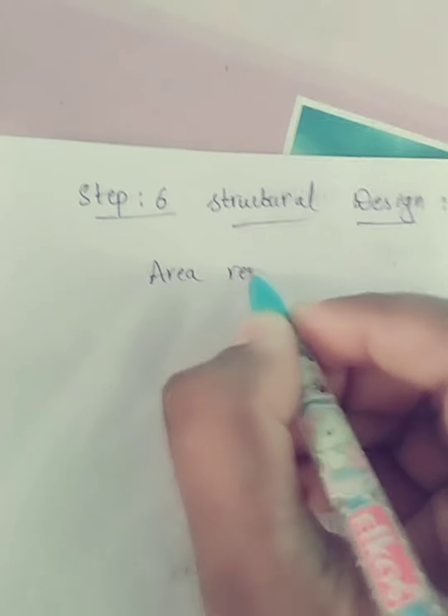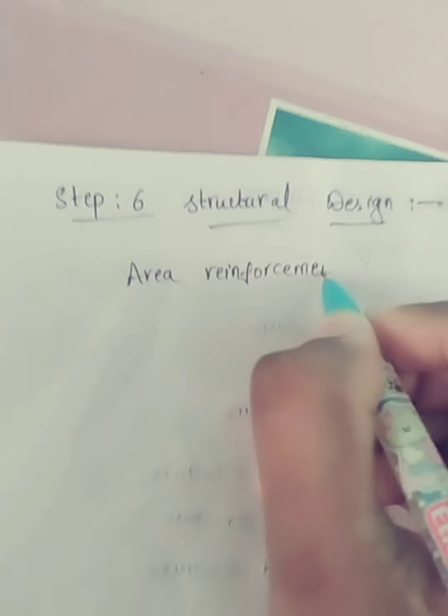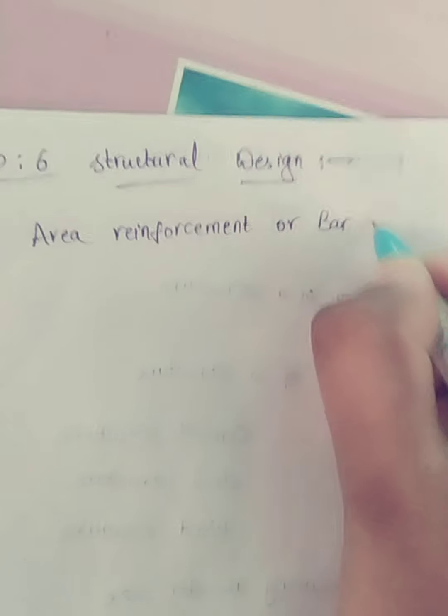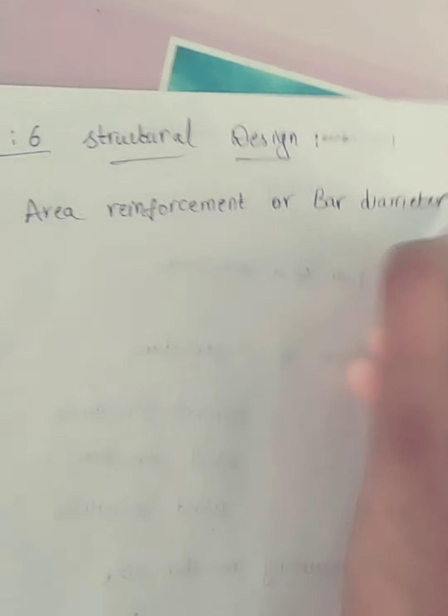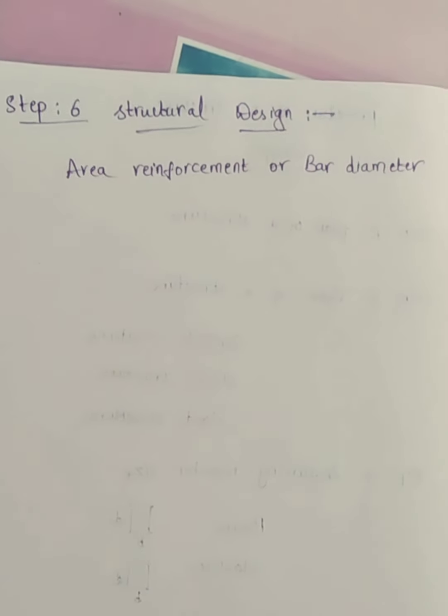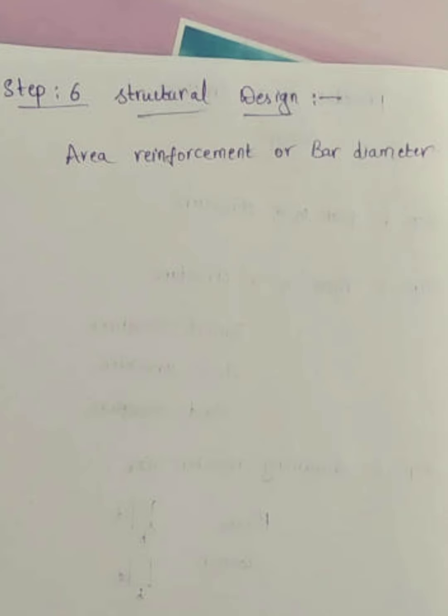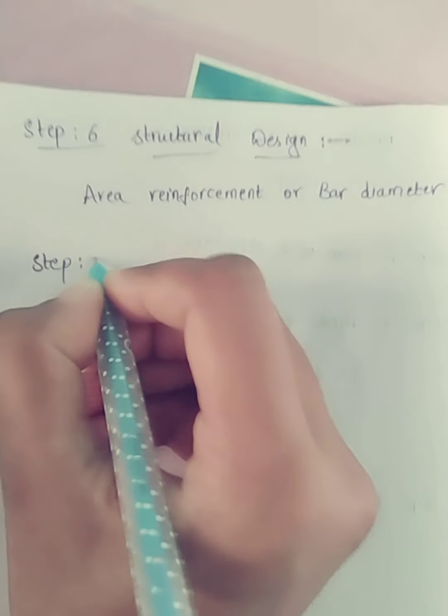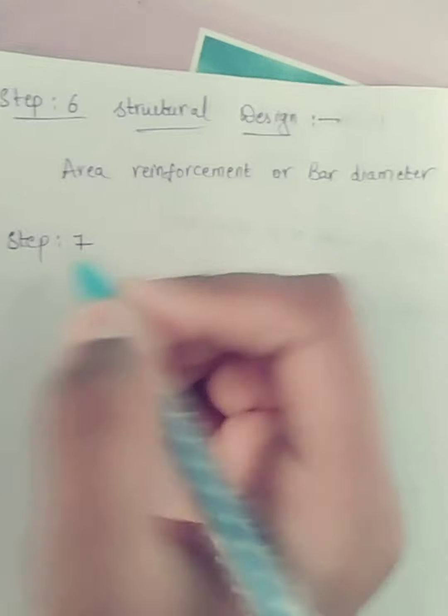And the sixth step is structural design. Which means area of reinforcement or bar diameter. Which type of bar we have to provide. After structural design, check for allowable limits.